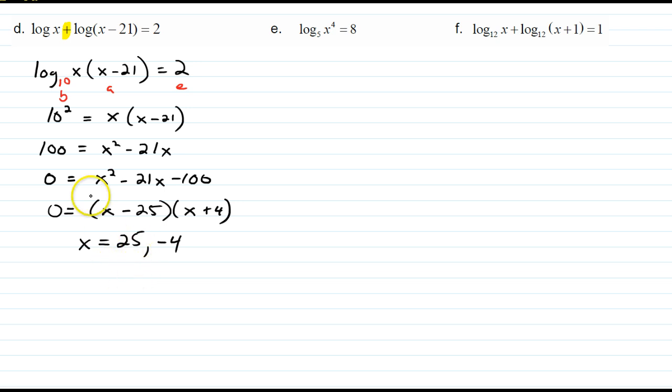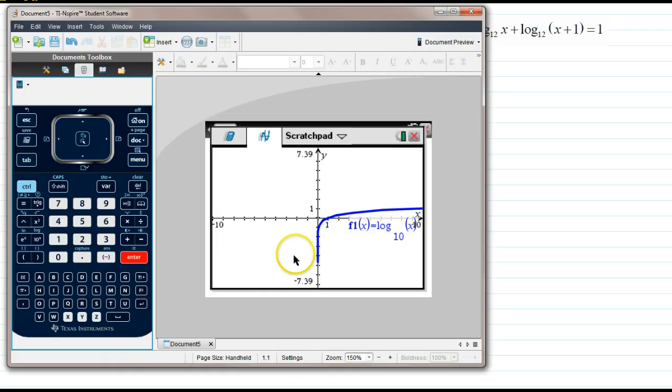And so now we want to check these. We want to take it and plug it in. So as I look at this, one of the things that I'm worried about is that -4, because when I plug the -4 in here, it's going to be log base 10 of -4. So if you look at the graph of just log of x, you'll see that the domain has to be greater than 0. And so I shouldn't have any negative numbers.